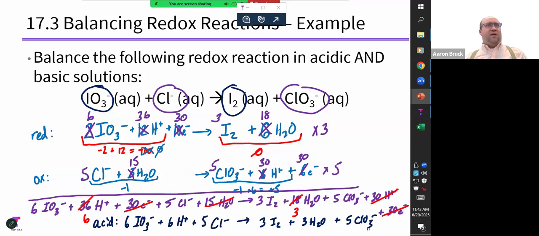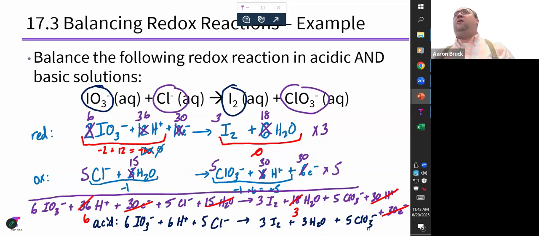Could I double check? Yeah. I could look at it and say, okay, I've got 6 iodine and 6 iodine, 18 oxygen, and 3 plus 15 is 18 oxygen, 6 hydrogen, 5 chlorine. Yeah, I've got it all.